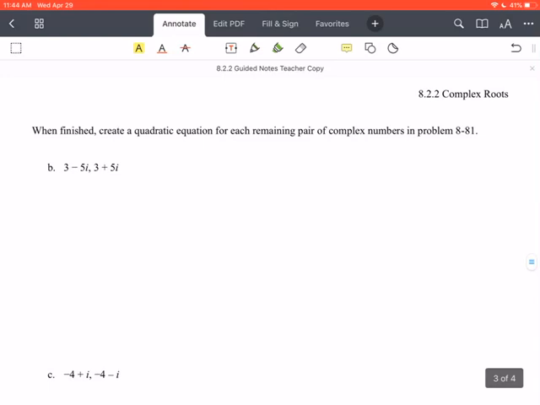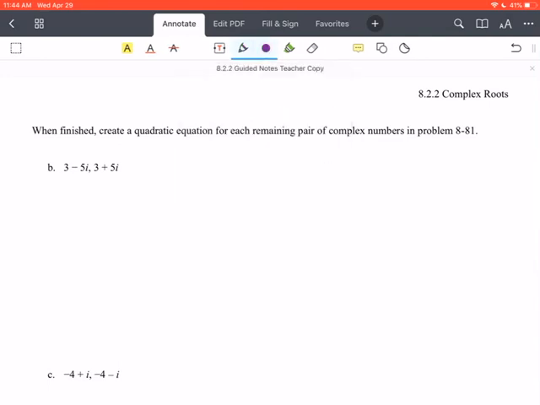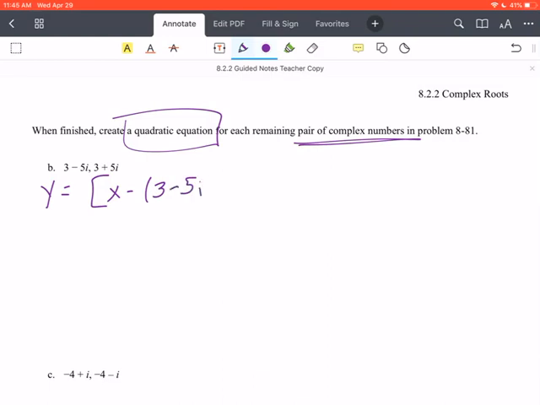Okay, so now we want to continue this on for some more problems. So let's go ahead and get started. Again, pause me if you've caught on. There's no reason to watch me through it all, but check your answers. If we are trying to find a quadratic equation that has these as the roots, we are going to say y equals x minus, use that double parenthesis, 3 minus 5i, and then we have x minus 3 plus 5i.